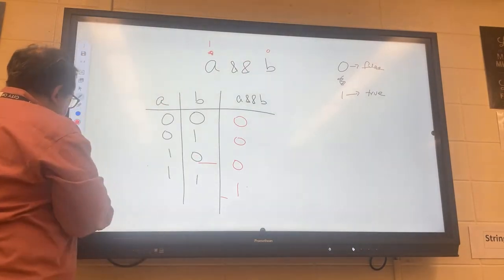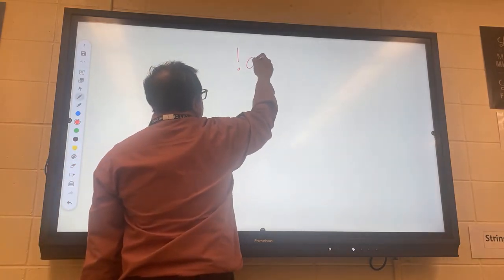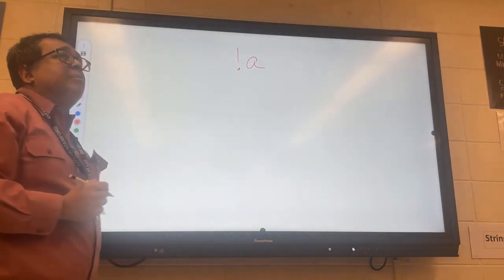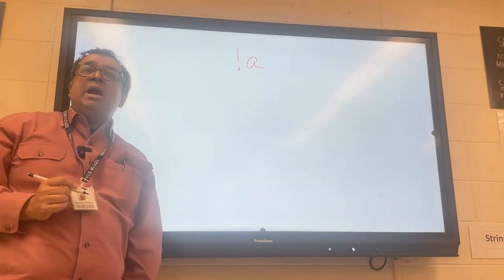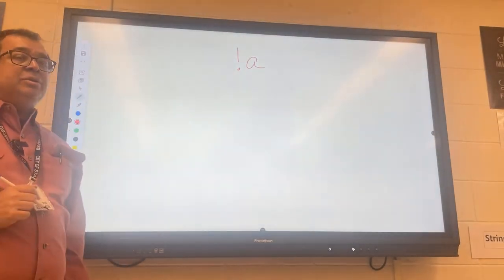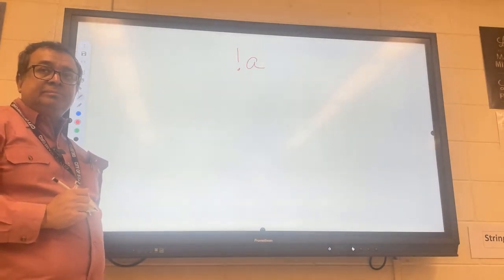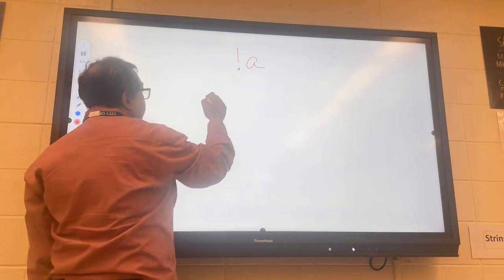Now let's take another one. Let's take this one here. And this is an even simpler truth table. My question is, how many rows and how many columns should there be? Mr. Pandali, how many columns should the truth table have, sir? Two. What are they?